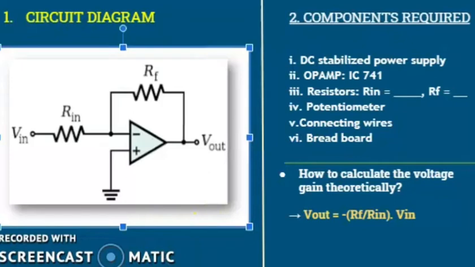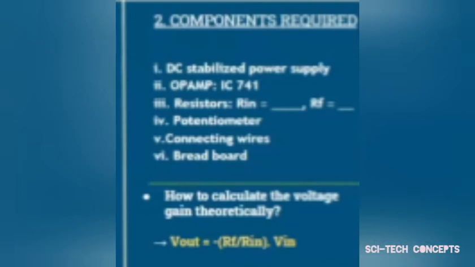V in is the input voltage, V out is the output voltage. Circuit components required, as you can see: a DC stabilized power supply, we will be using plus minus 9 volt. Secondly, op-amp IC741, resistors R in and RF. A potentiometer will be used to vary the input voltage, then connecting wires and a breadboard.